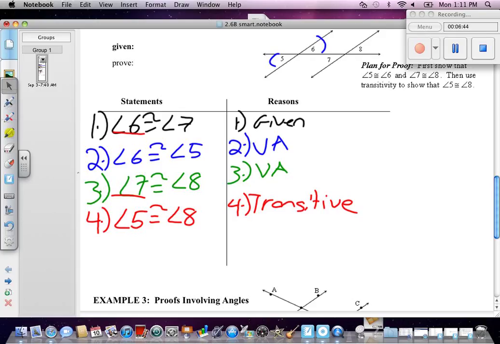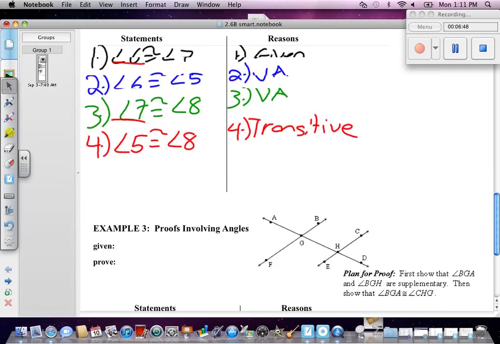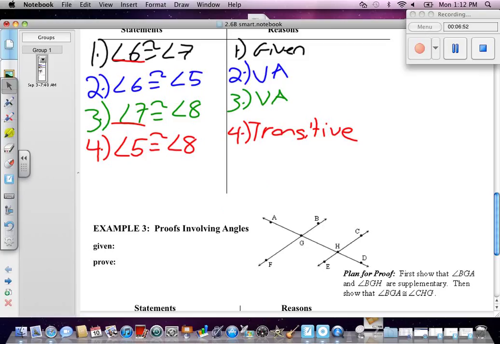Alright, when you guys are finished copying this down, I'm going to read through the proof plan for example 3. First, we're going to show that angles BGA and BGF are supplementary. Supplementary means they add up to 180. And then we're going to show that BGA is congruent to CHG.